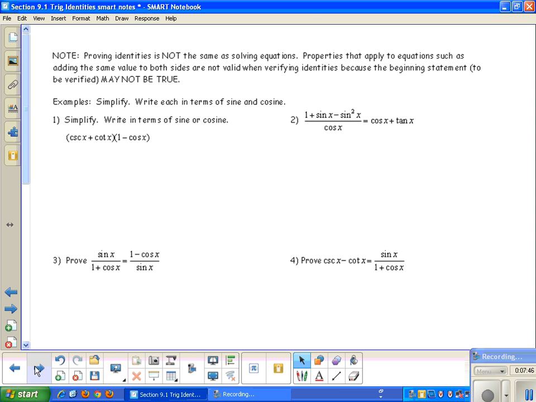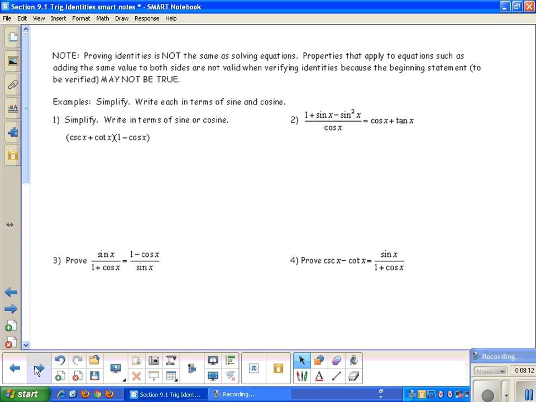Now, again, note, proving identities is not the same as solving equations. Properties that apply to equations, such as adding the same value to both sides, are not valid when verifying identities, because the beginning statement to be verified may not be true. So the key point when you're solving these is that what you do to one side, you can't do to the other side. You can't move something from one side to the other.